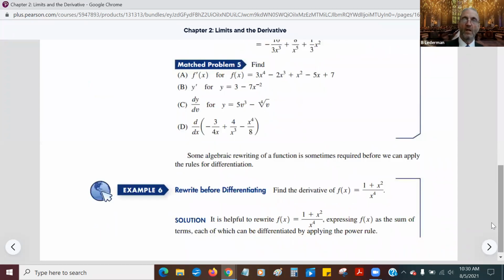And what about a problem like this? 1 plus x squared over x to the fourth. How are you going to do that? We don't have any. This is like weird. We didn't see anything like this. Well, here's what we're going to do. We're going to take this fraction. I'm going to split it up into 2 fractions.